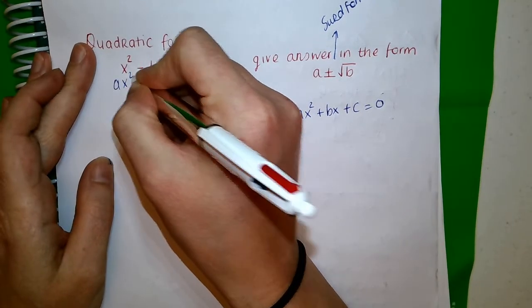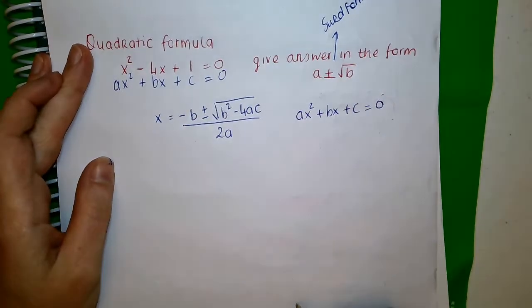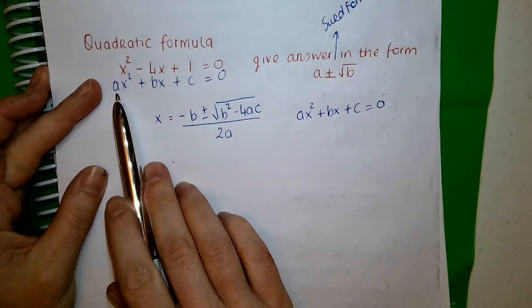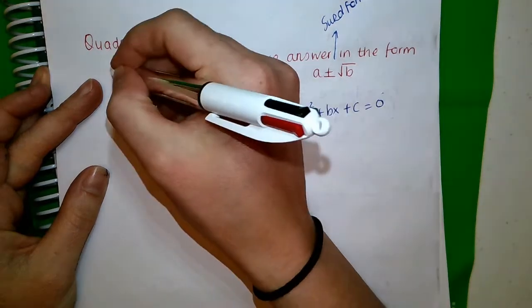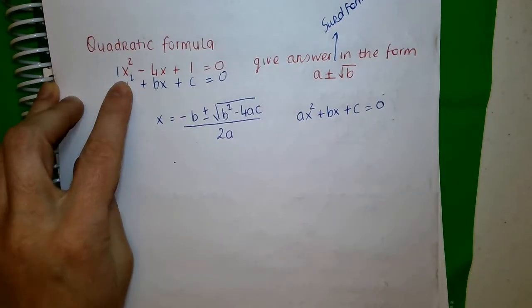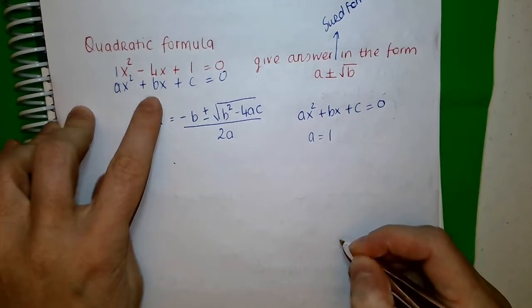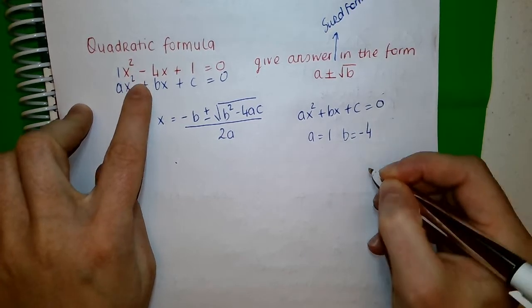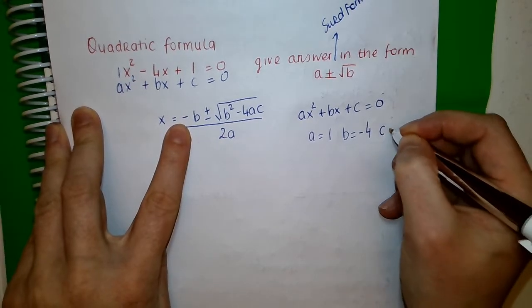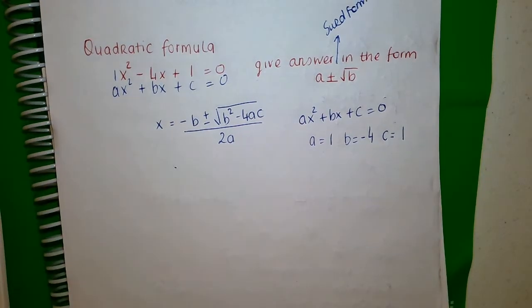So ax squared plus bx plus c equals 0. So as you can see here, the a is the number in front of the x squared. Now because there is no number in front of this x squared term, that simply means that a is equal to 1. If you compare here, b is equal to minus 4, so watch your signs here, and c is equal to 1. So that's your first step.